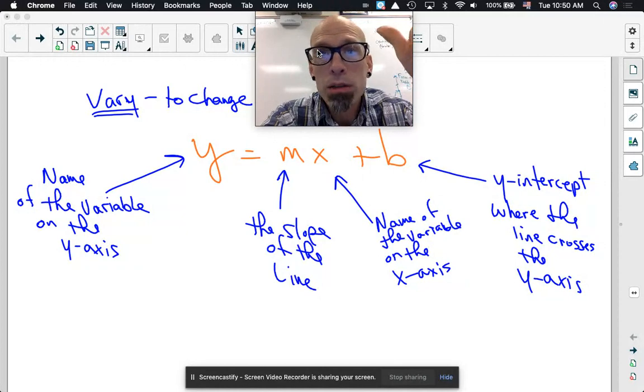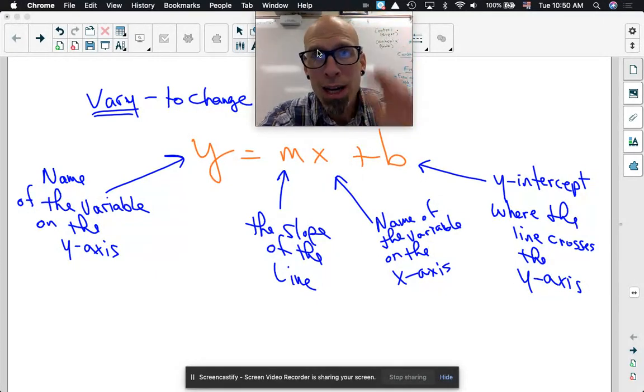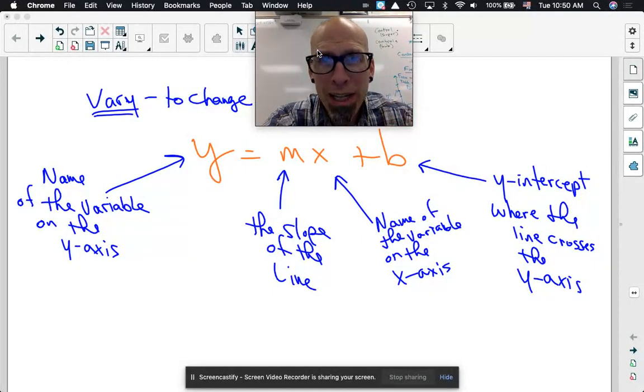The four parts have very specific meaning. You need to make sure you write this down and have this in your brain. The y of y equals mx plus b represents the name of the y-axis variable. It is the variable, the y-axis variable, not a number. A name, or a symbol for a name, would go into this equation.